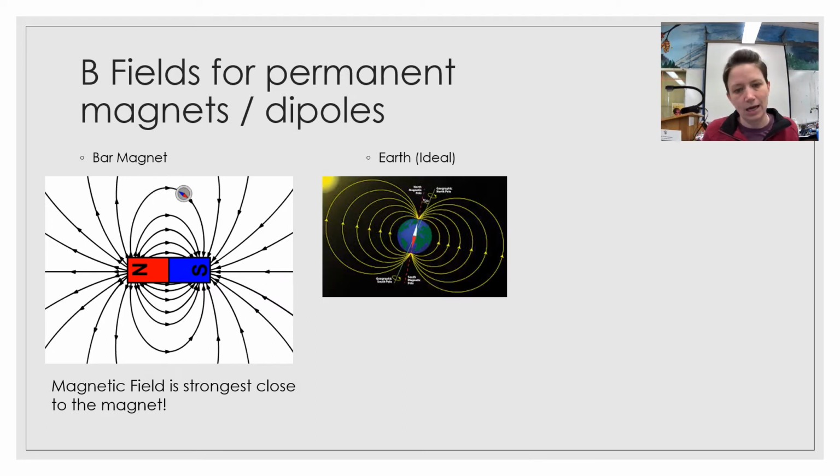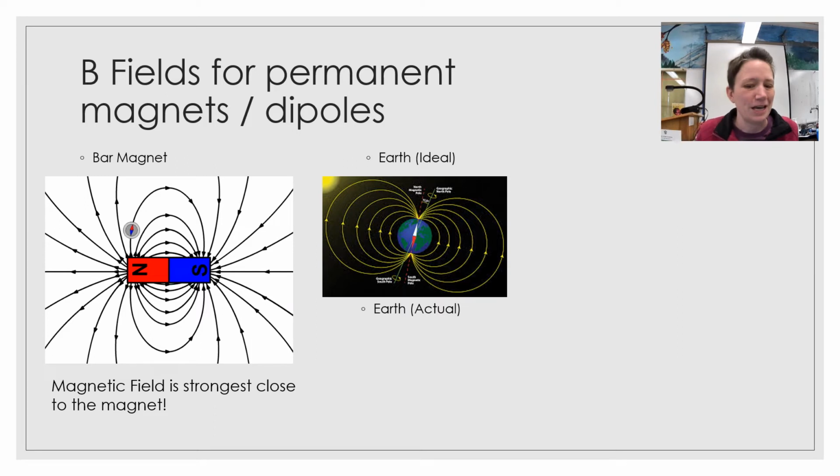Earth, of course, can be modeled as an ideal bar magnet, which is basically the same as that bar magnet, but rotated 90 degrees. And as we mentioned, the south pole of Earth is actually in the north and vice versa. So the field lines from Earth look very similar to the field lines for that bar magnet dipole.